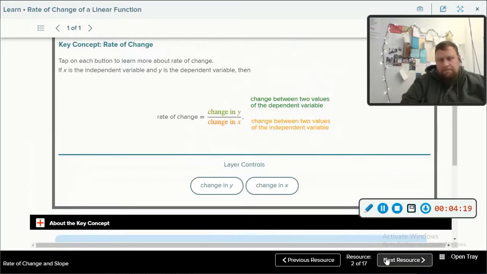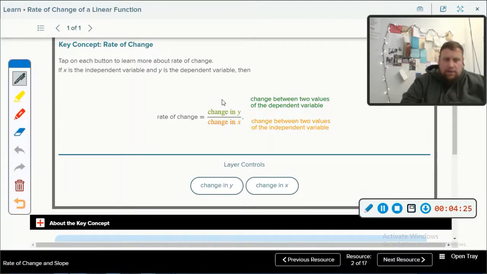Okay? So write this down. Rate of change equals change in y over change in x. Also, instead of change in, you're going to see me use the Greek letter delta. I know. You're like, that's a triangle. Yep. Whenever you see me write delta y, that means change in y over change in x. It's shorthand. Okay?